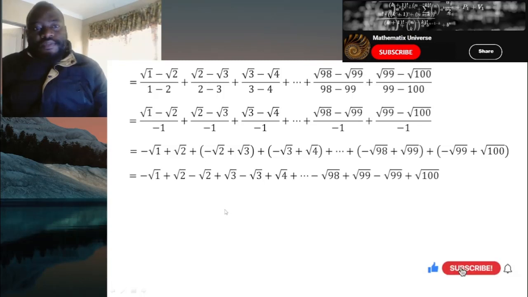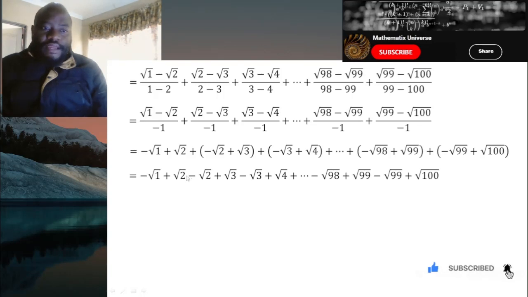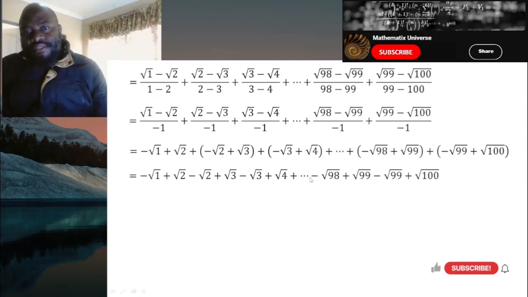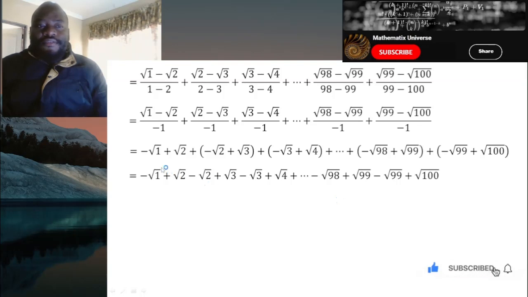Now notice that here we have positive the root of 2 and here we'll have negative the root of 2, so they'll cancel each other out. Again, this happens here. Positive the root of 3 and negative the root of 3, they cancel out. Then this is going to happen with all the terms up until the very last. This one will cancel with the one just before it. Then the positive square root of 99 will cancel with this one. So it means in the end we'll end up with only the first term, which is negative the square root of 1, and the last term, which is the square root of 100. So that is what we end up with.